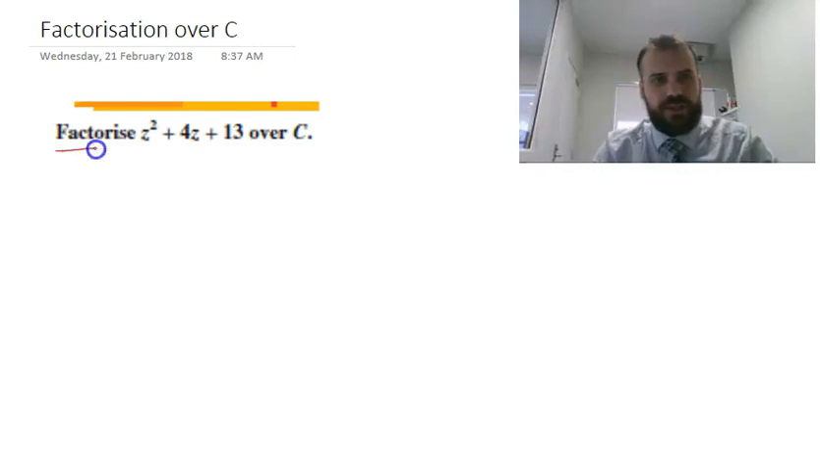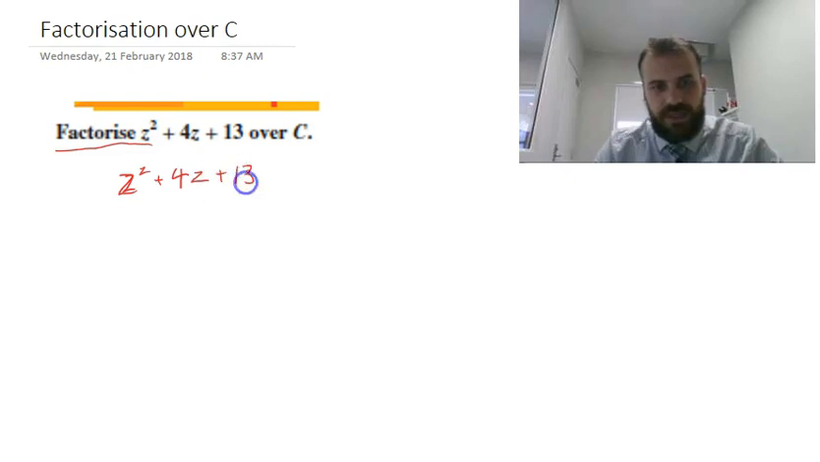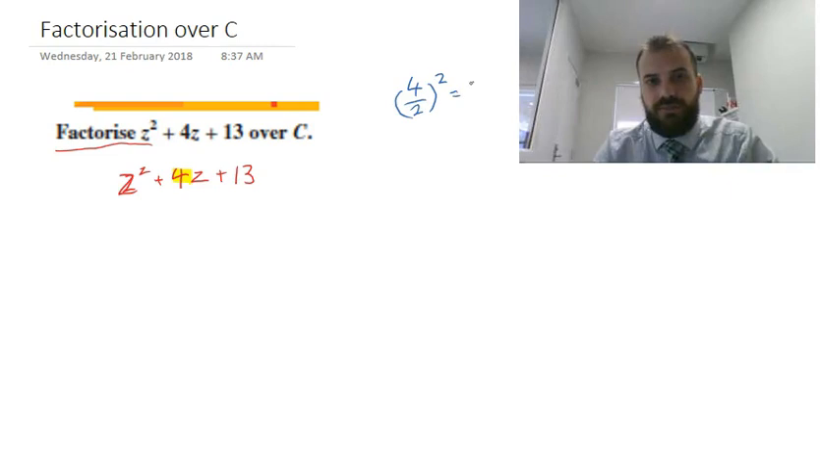Right, so we're going to factorize this over C. That means that we're going to end up with some complex numbers as factors. So the first step here to factorizing z squared plus 4z plus 13 is to complete the square. Now remember, to complete the square, you take your b value, you halve it, and then you square it. So in this case, it's 4 over 2 squared, that's going to be 4.